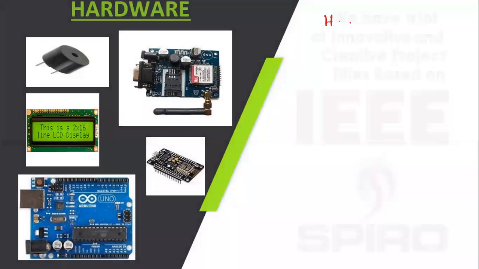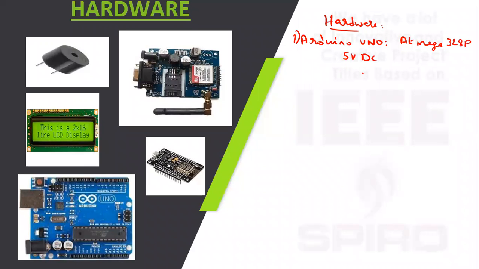Hardware: we use the Arduino Uno controller. It is Atmega328B, operating voltage is 5 volt DC, with one serial communication.